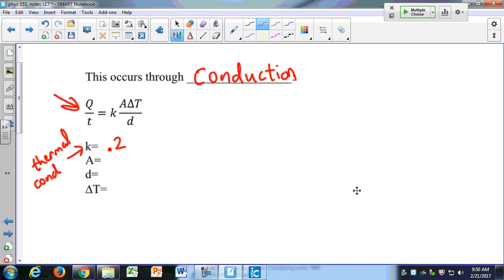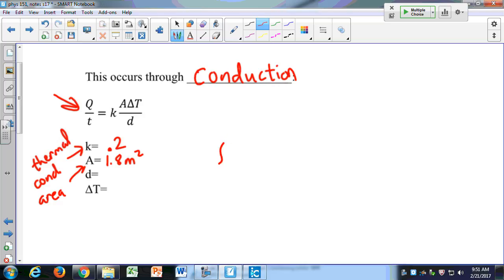The average, this is the area. Average area of a human body is about 1.8 square meters. So you figure you got a square meter on the front and a square meter on the back. So you're about 2 square meters. And this conduction occurs through the core.